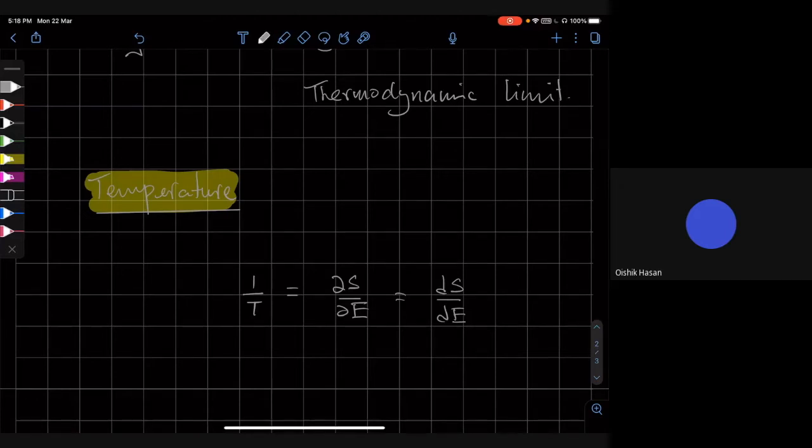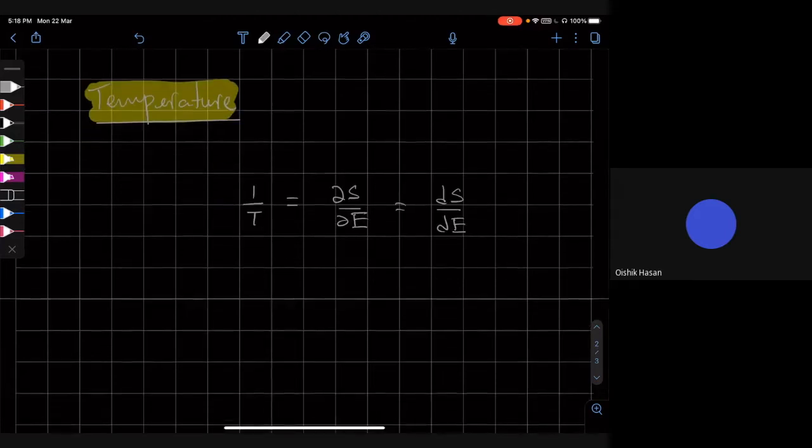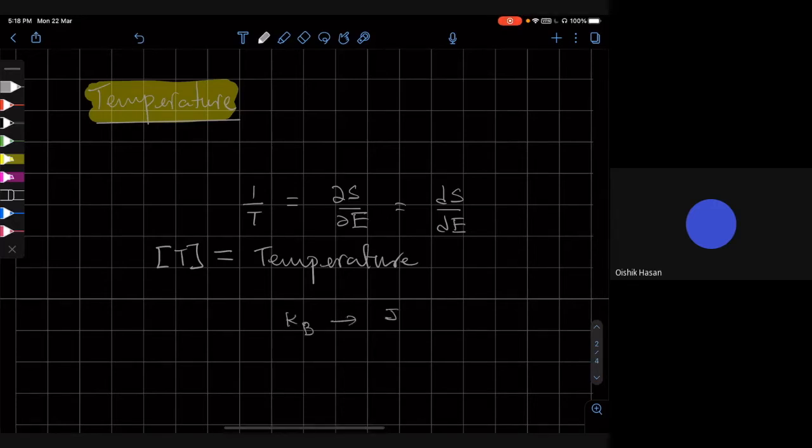So it should be obvious that T at least has the right dimensions. T has the dimension of temperature, because k Boltzmann has the units of joule per Kelvin. That was the units, not the dimensions. Now let's see that T has the right properties.